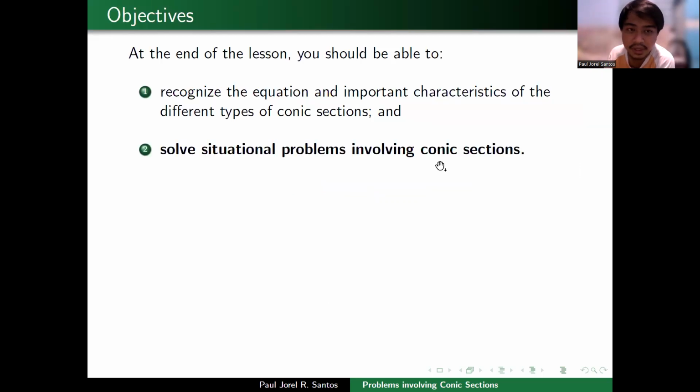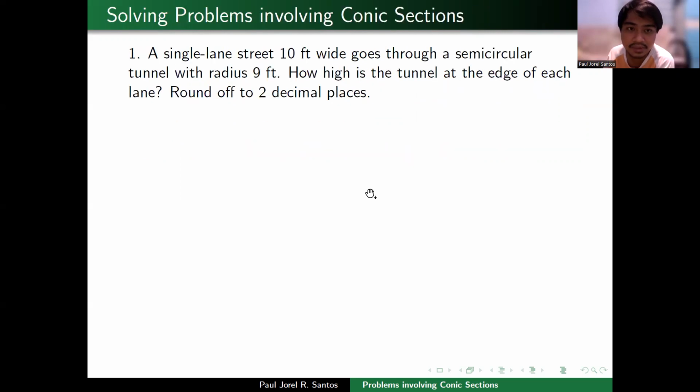For our first objective, recognize the equation and important characteristics of the different types of conic sections. That is our lesson after your long quiz. And for this video, I am about to show you how to solve situational problems involving conic sections. Let us now proceed to the first example.